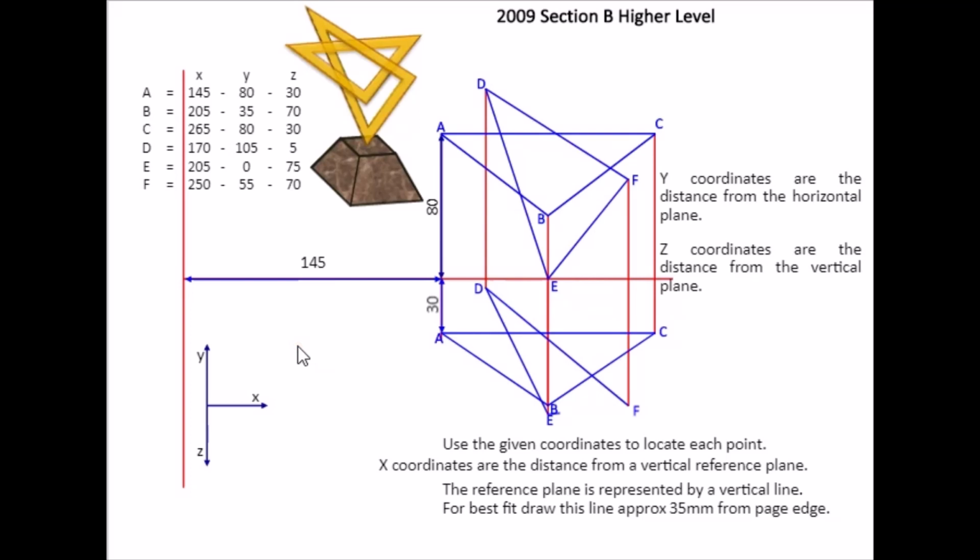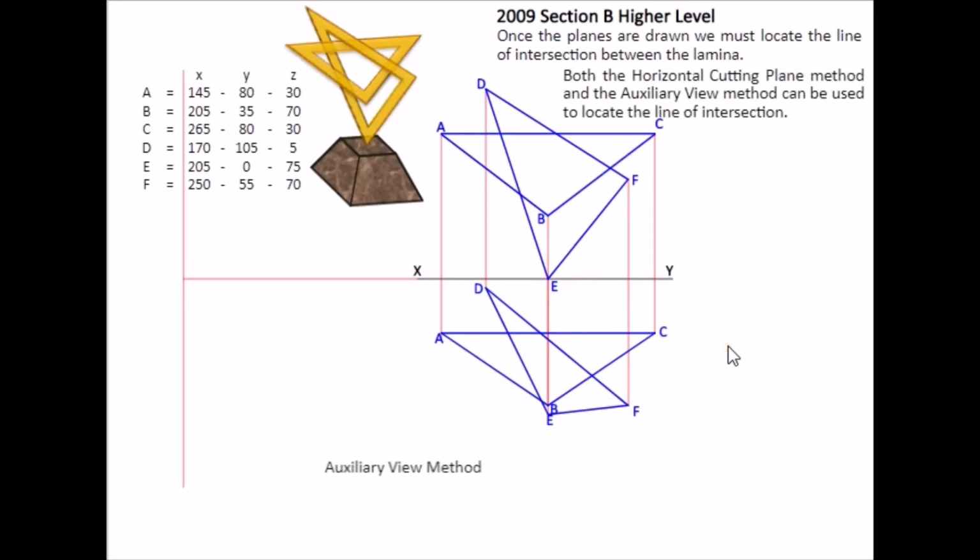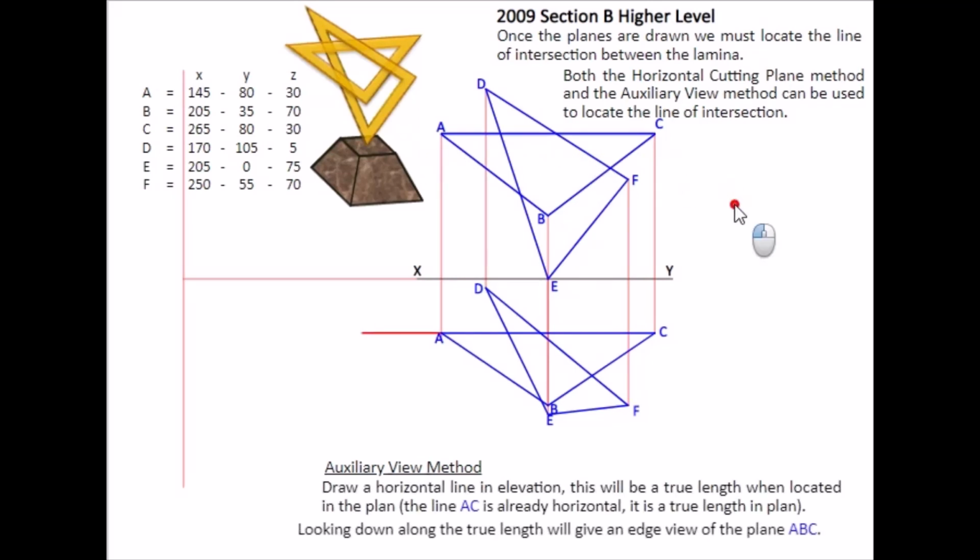So DEF is done the same method here. So we have our two triangles set up here in both elevation and plan. Next we need to construct how we're going to see the method of the line of intersection. So the first method here that is shown is looking at the auxiliary method.